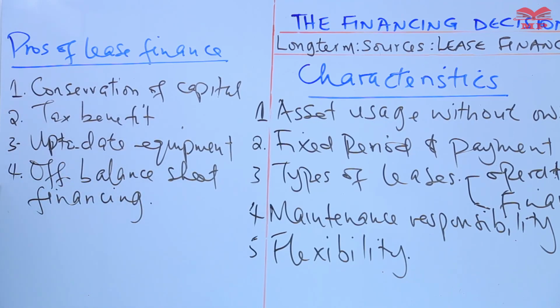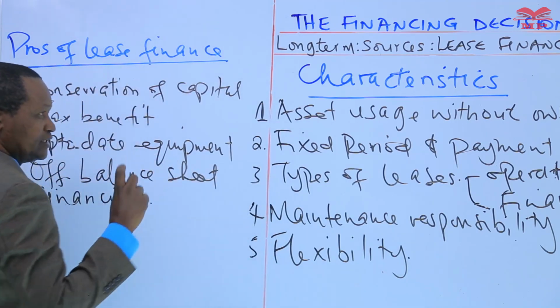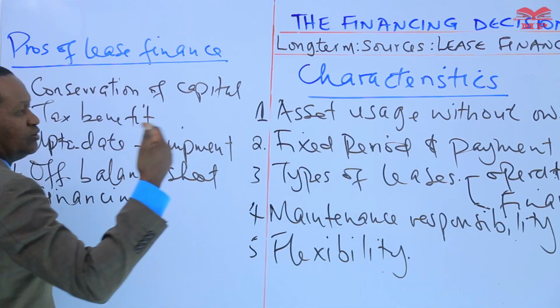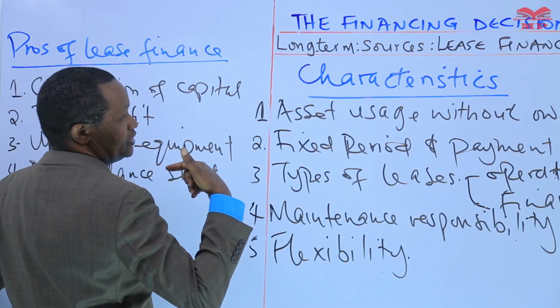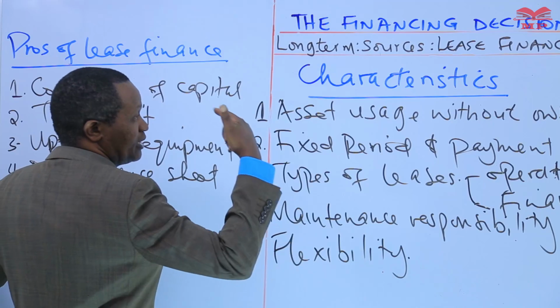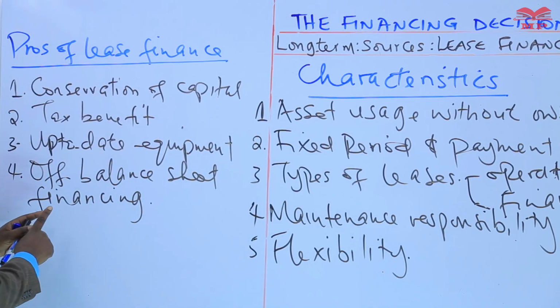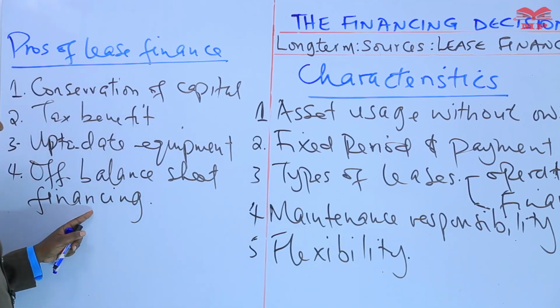What do I mean by off balance sheet financing? Now, candidates, operating leases in particular may keep leased assets off the company's balance sheet, and that can impact financial ratios and debt covenants positively. Because remember, we say that operating leases are not owned by the business, they are owned by the lessor. Operating leased assets are owned by the lessor, and therefore such assets are kept off the balance sheet. They don't appear as assets in the balance sheet of the lessee, and that can be advantageous in various ways.